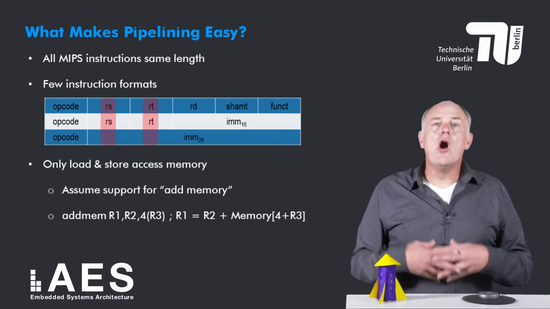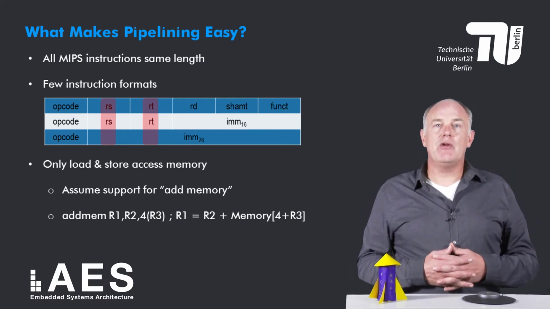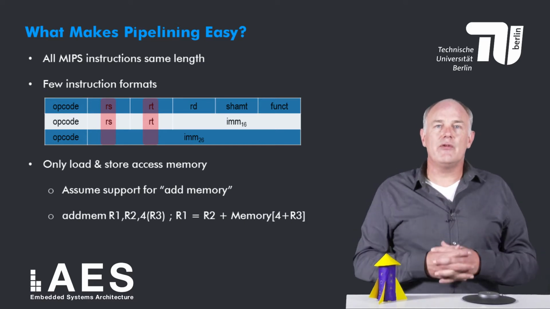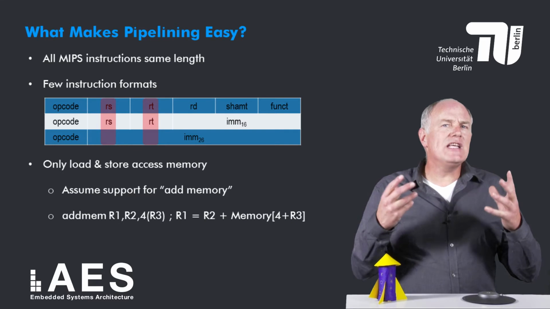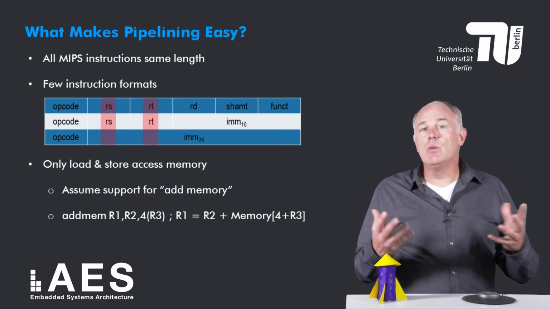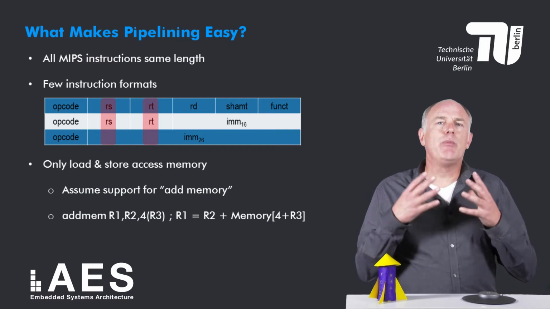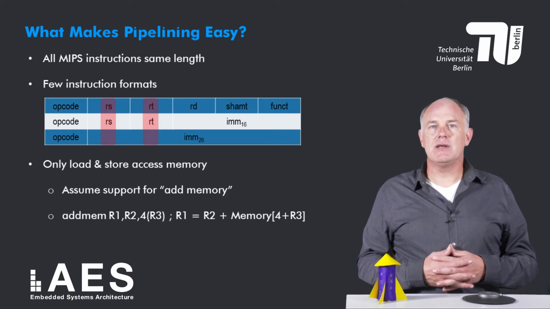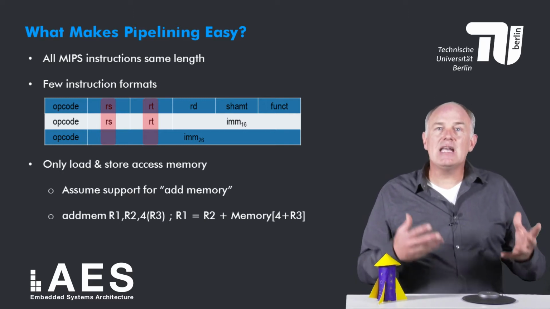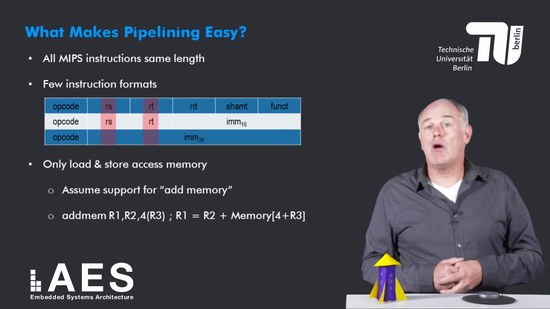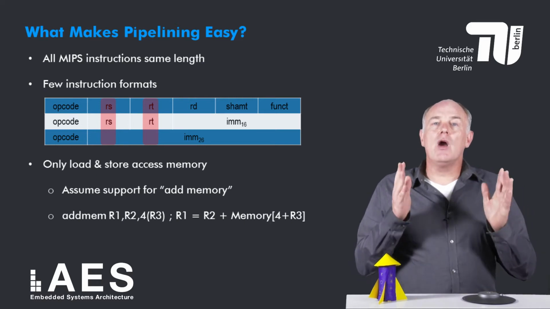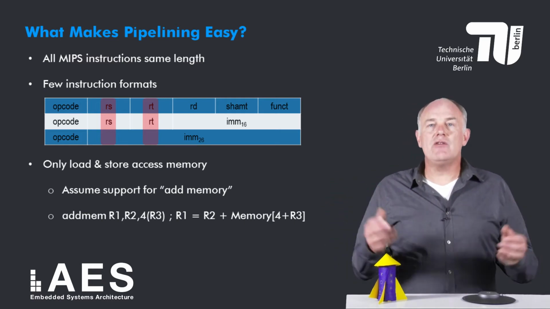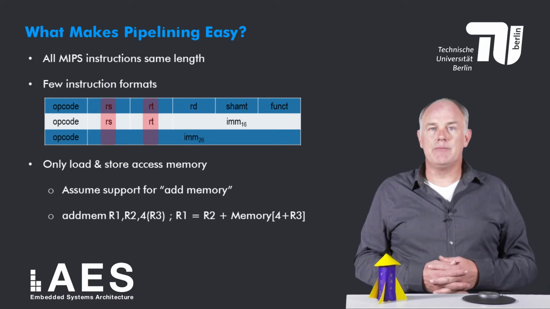Third and finally, only loads and stores access memory. To process data in memory, it needs to be loaded into a register first. To explain why this makes pipelining easy, let's assume by contradiction that our processor would support an add memory instruction where one of the source operands can be a memory location. For example, the add mem R1, R2, 4(R3) shown here would mean R1 becomes R2 plus the contents of the memory location whose address is given by 4 plus R3.